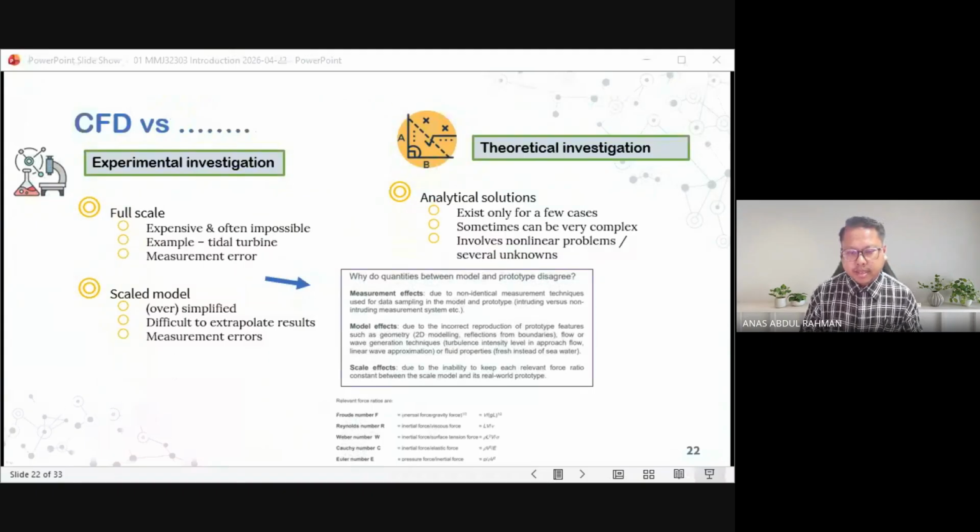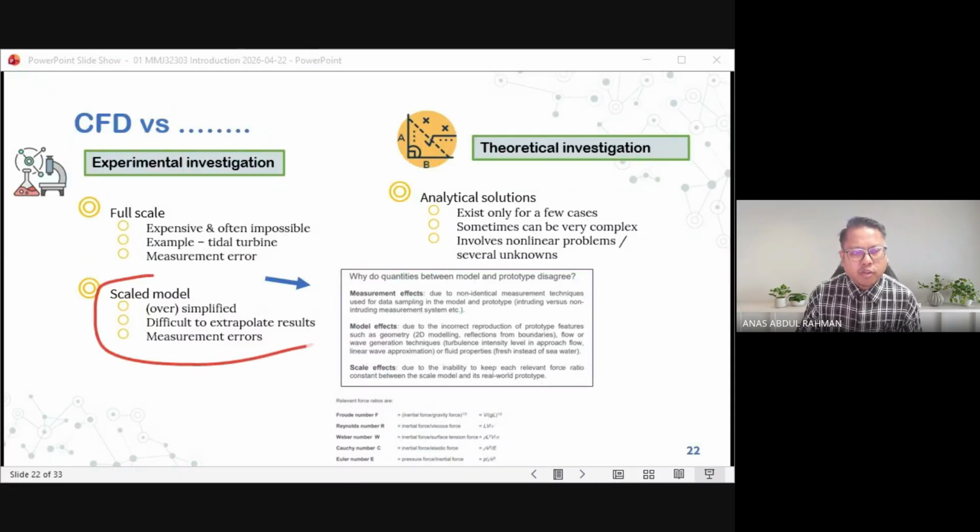As I mentioned just now, if we want to compare CFD against experimental investigation or theoretical and analytical investigation, these are the pros and cons. In experimental investigation, full scale is often impossible. It's very expensive, and it usually comes with measurement error, so you have to consider the tolerance.